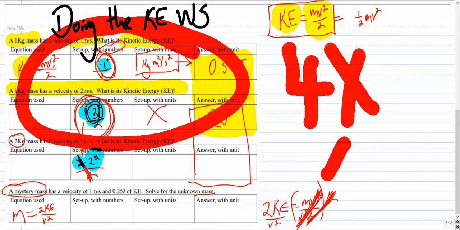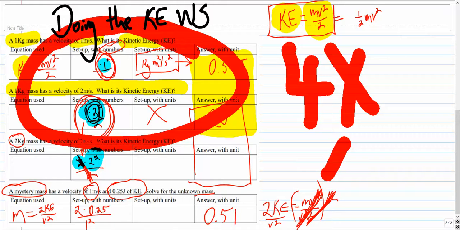So with my numbers then, I'm going to have 2 times my kinetic energy, and that was 0.25. And then my velocity was 1. That's 1 squared. So that's kind of nice. What's 2 times 0.25? Well, let's see. That's a quarter of 2. So that's going to be 0.5, isn't it? 0.5 divided by 1 is 0.5.